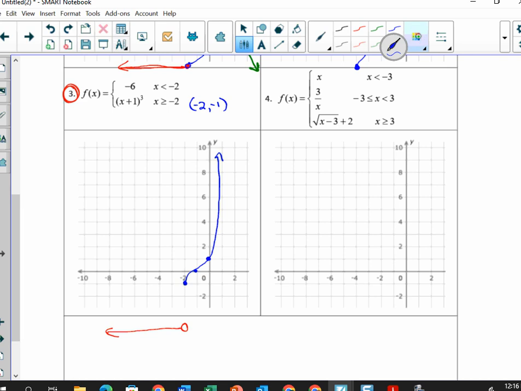Try 4. Don't be scared of the middle one. If you get stuck on it, make sure you get the other 2 pieces. Try number 4. Chris, ready? Number 4.